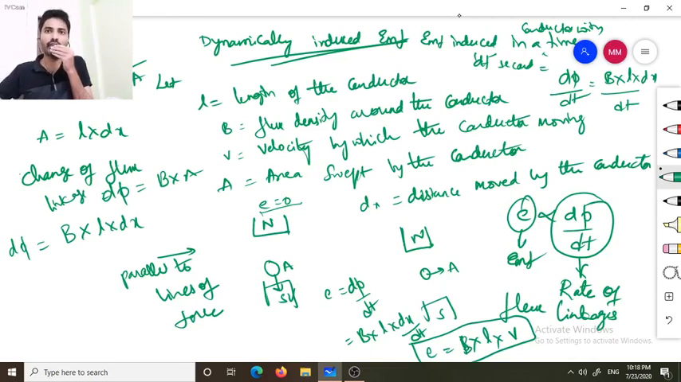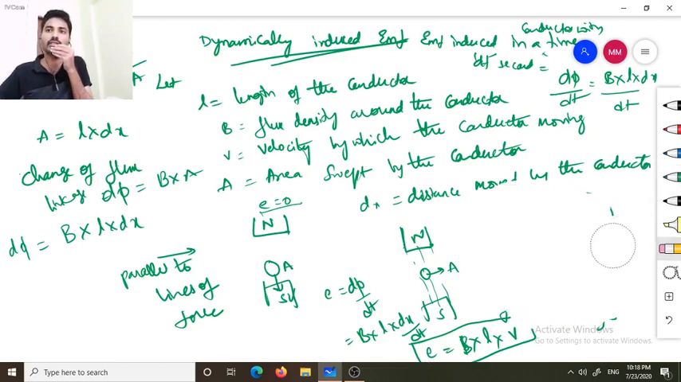This is the expression for dynamically induced EMF when the conductor is moving perpendicular to the direction of field lines, flux lines or lines of force, whatever it may be. So when the conductor is moving perpendicular to the direction of lines of force, the dynamically induced EMF expression is E is equal to BLv. In this third case we have already discussed, the induced EMF is maximum, because it is moving perpendicular to the lines of force.